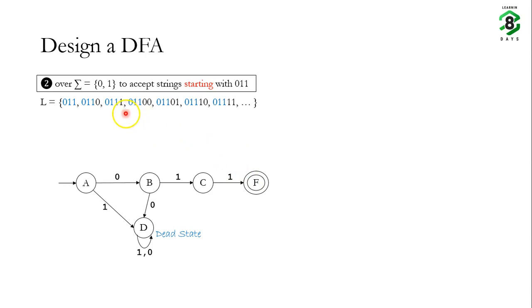But what would happen if I get a 0 in state C? If I get a 0 in state C, that means the string is starting with 0, 1 and 0. Again, that kind of strings should not be accepted by our machine. So if we get a 0 in state C, we go to the dead state D. Now what about the final state? Once we have reached the final state F, that means the string has started with 0, 1, 1. So irrespective of what comes next, the string will be accepted by our machine. So there will be a loop in the final state. Whatever is the next input symbol, the string continues to be accepted by the machine. So again, note that there is a dead state required for this machine. There is a loop on the final state.